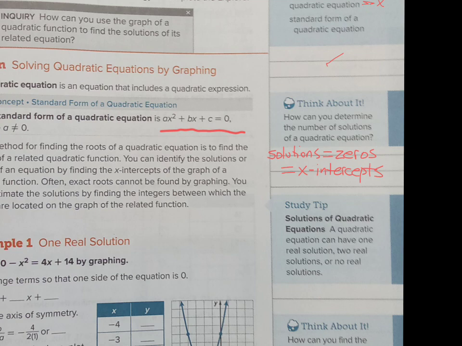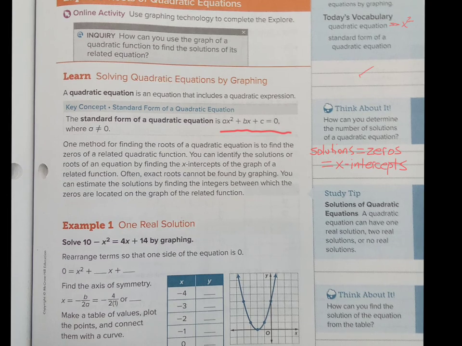So again, in this paragraph, they start talking about how there's a bunch of ways to solve it. This is just the first way we're going to talk about. This is the least efficient way, because just like anything else you graph, you can't get super exact. So usually you don't really use this method. You would use it for something like estimating the solutions. Well, this is what we're going to start with.